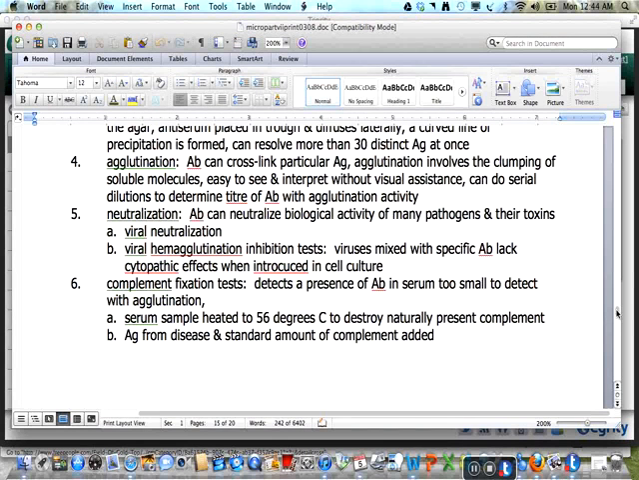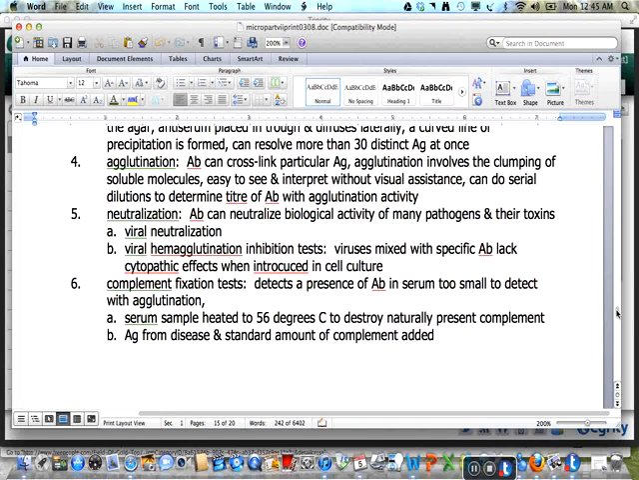Neutralization tests are based on the ability of an antibody to neutralize the biological activity of many pathogens and their toxins. This can be done with neutralization or viral hemagglutination inhibition tests. The virus is mixed with specific antibodies, and it lacks its specific cytopathic effects when introduced into a cell culture.